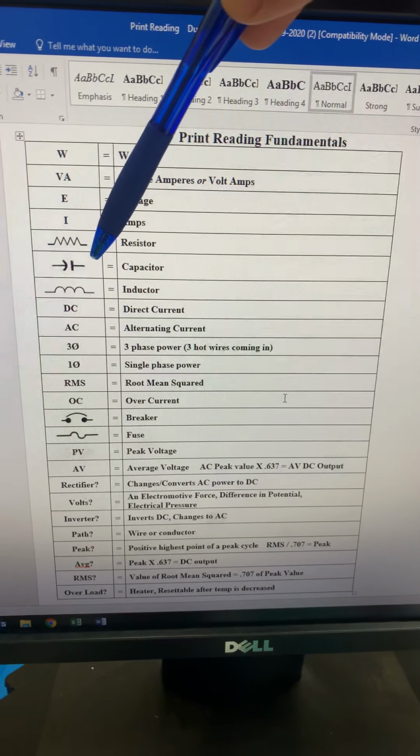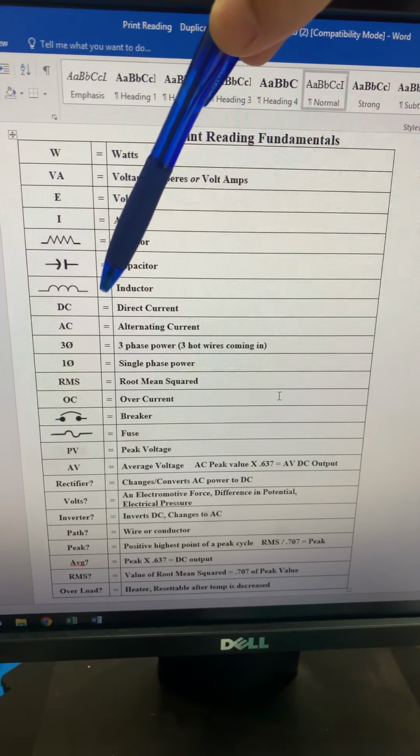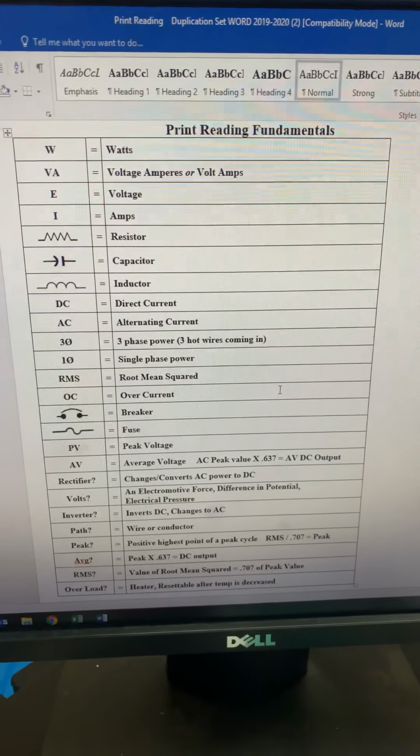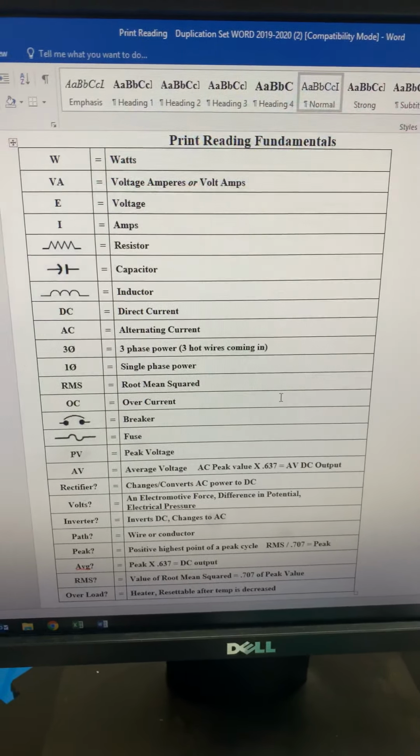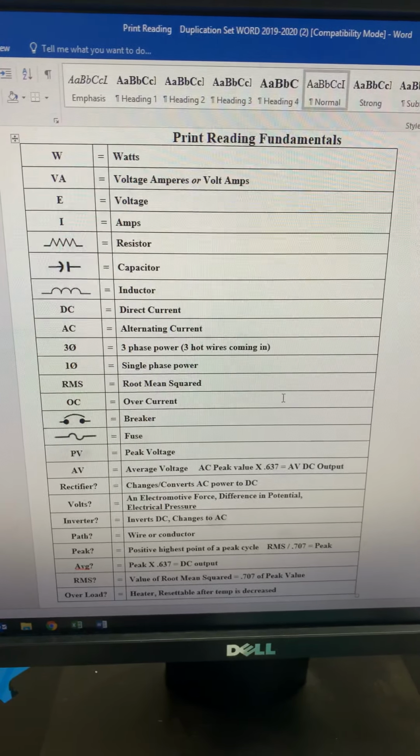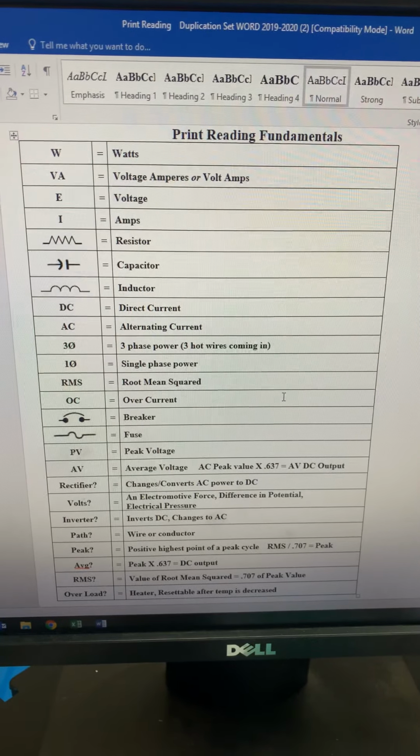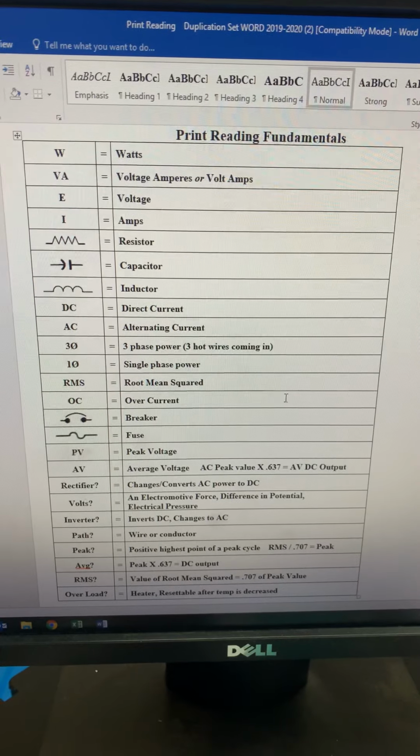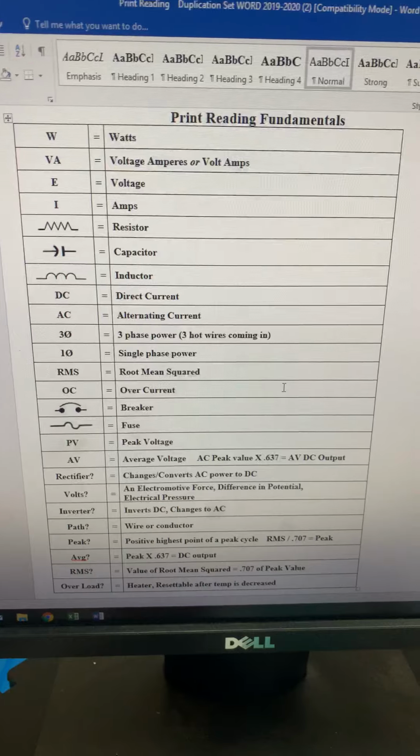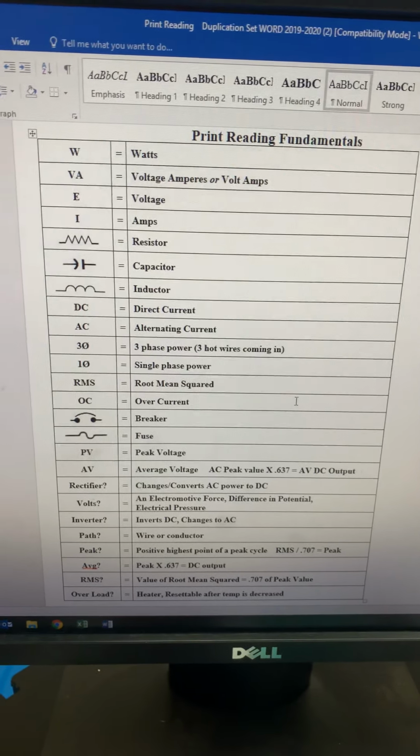A capacitor, inductor, direct current, and alternating current. Direct current is a battery. You got a positive and a negative. The electricity flows from one side to the other. Alternating current, AC power, is a little different. It has no battery. It has a generator that produces the electricity, and you got the sine waves that go up and down, and they're causing it to alternate back and forth.